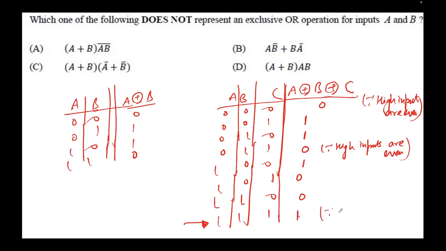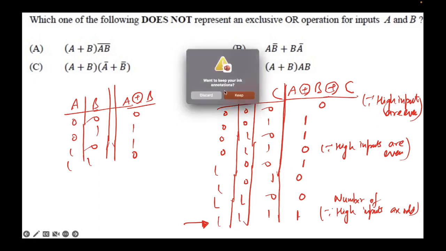Why? Because the number of high inputs is odd. So please remember, this is a trick to remember. You might not always memorize the truth table. So the trick to remember is that in any exclusive OR gate, the output of exclusive OR is high as long as the number of inputs that are high is odd. Remember just this, and you will be fine. Okay.